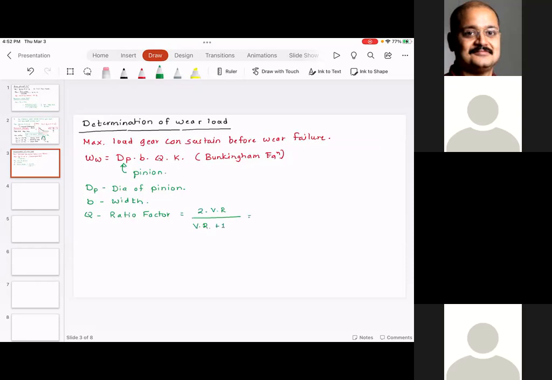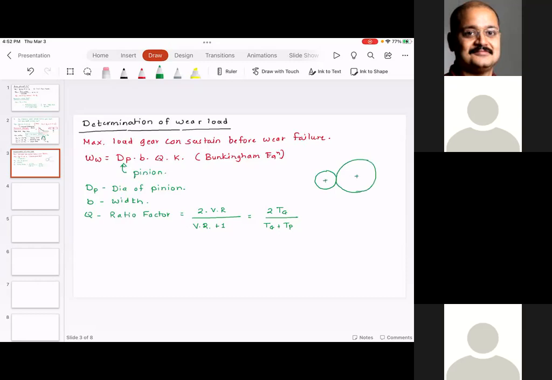This is for external gears. This is also 2 times Tg divided by Tg plus Tp. So pinion is the small gear and the gear is the big gear.